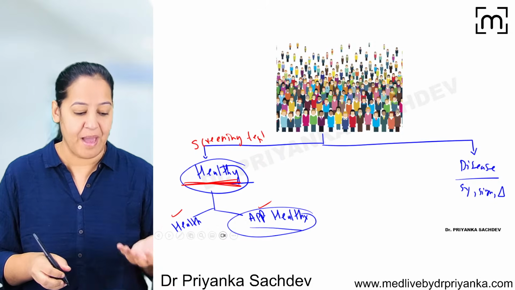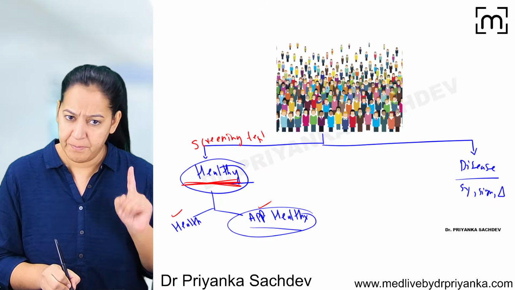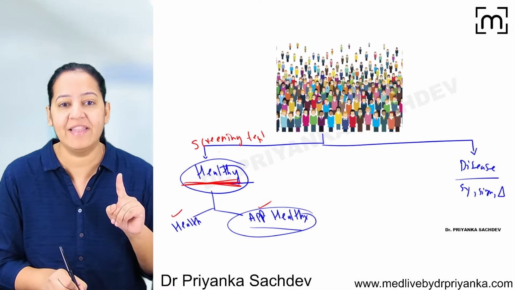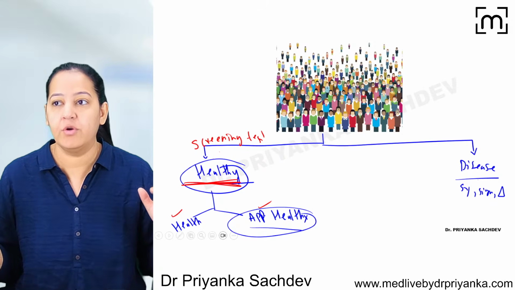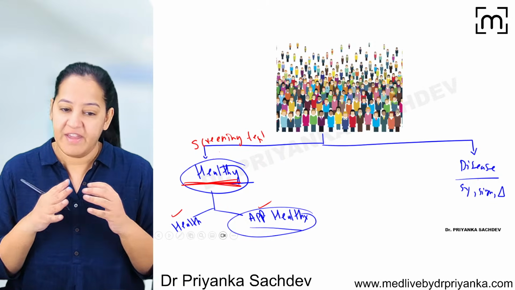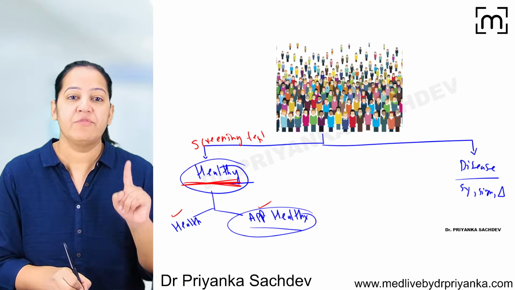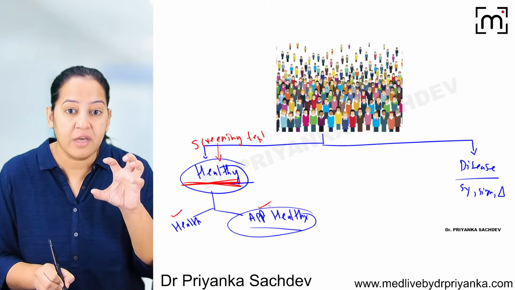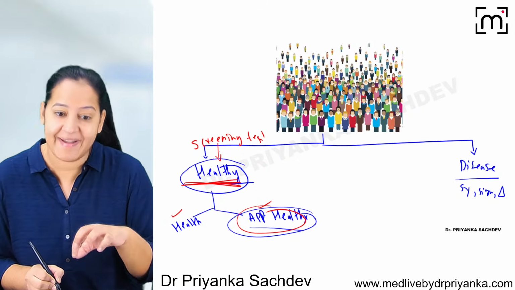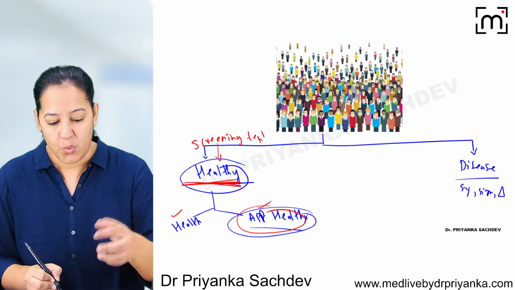Now you may be thinking, ma'am, why are we performing the screening test on a group of healthy people? The group of diseased people is very small, and the group of healthy people is very big. The population is in billions, and we have a big group of healthy people. So we have to apply the screening test on all of them to take out the group of people who are apparently healthy. Now, why are we doing so?